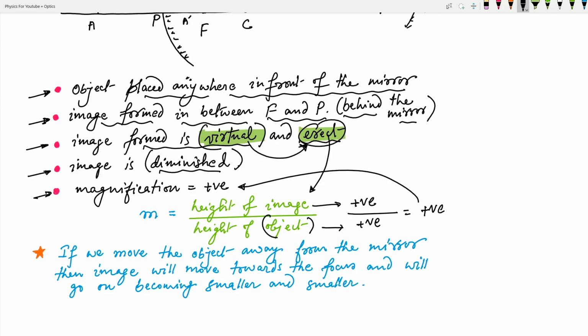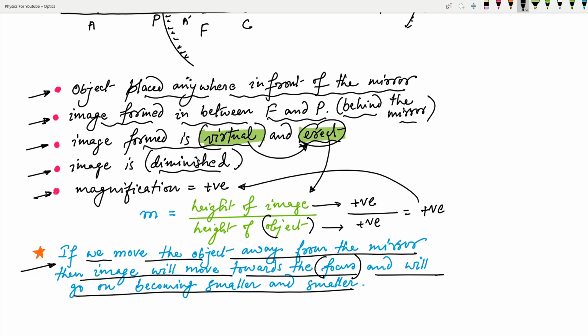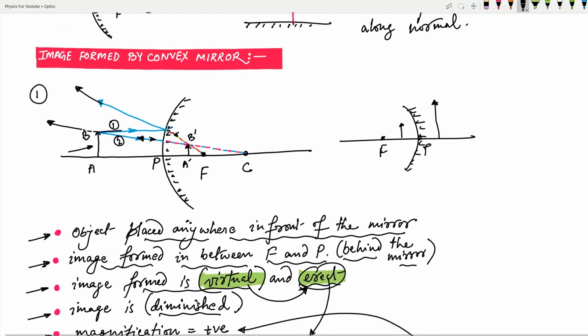Okay, now the most important point here, which can be asked in objective, is: if we move an object away from the mirror in case of convex mirror, then the image will move towards the focus, very important, and will go on becoming smaller and smaller. So let's look into our diagram, it will be clear if you look into the ray diagram. If we move this object backwards, further away from the mirror, we will see that this image will move towards the focus and it will become smaller and smaller.